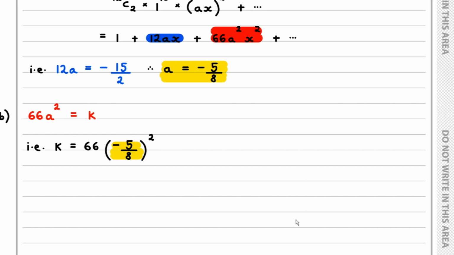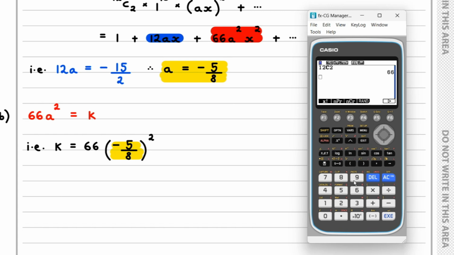So if we work this out, we have 66 multiplied by negative 5 over 8 squared, which is 825 over 32.